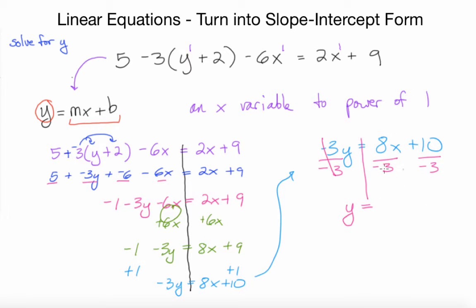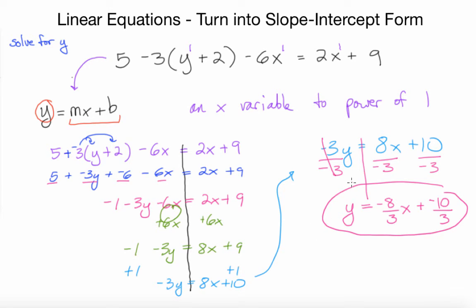Now we've solved for y, so what do we have left? Now we have negative 8/3 x plus negative 10/3. I could change that to minus 10/3 if I wanted to, but we'll just leave it as plus a negative number. All right, so we just put this into slope-intercept form.